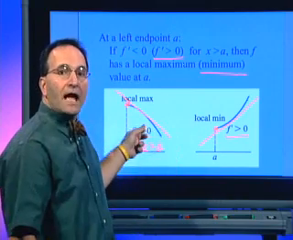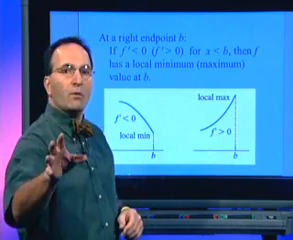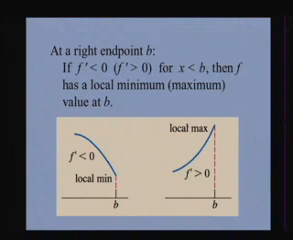Now let's take a look at what happens if we have a right endpoint b. And what we find here is if f prime, the first derivative, is less than 0 for x being less than b, then we have a local minimum at b. So let's look at the left-hand side picture. We have first derivative having slopes which are negative. We're looking at x being less than b. And so what happens is we get a local minimum point at b.